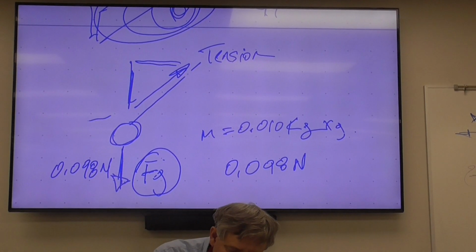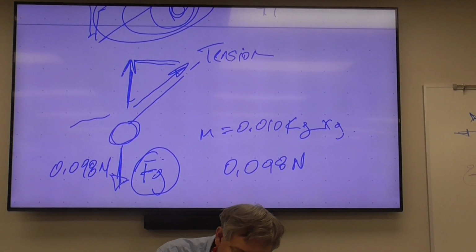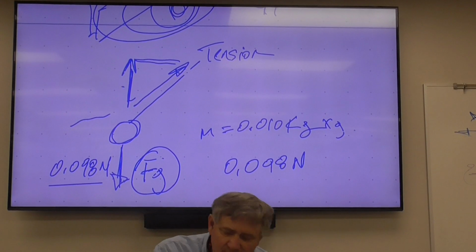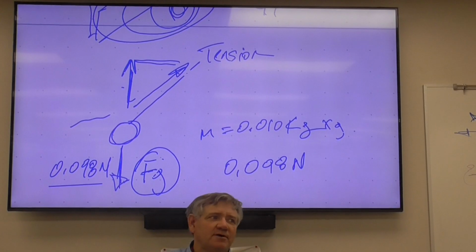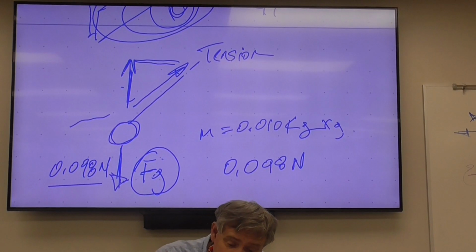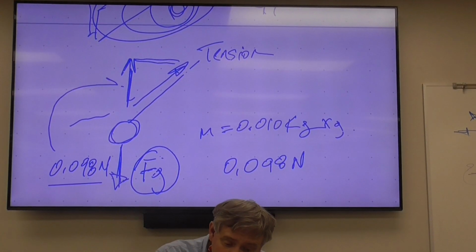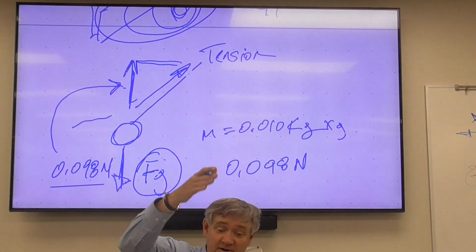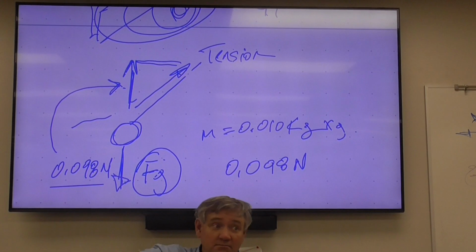What's the relationship between the weight and the vertical component of that string? They're the same. So if I know what this is, I know what that value is, because that vertical component has to be balancing out the weight. True?